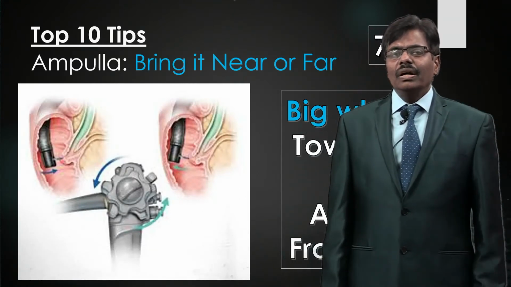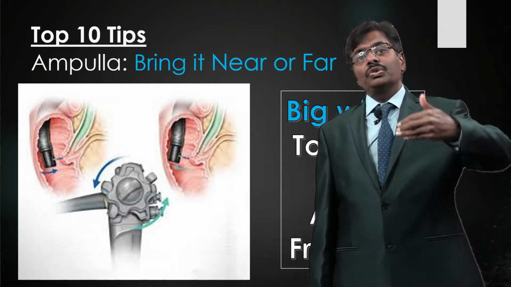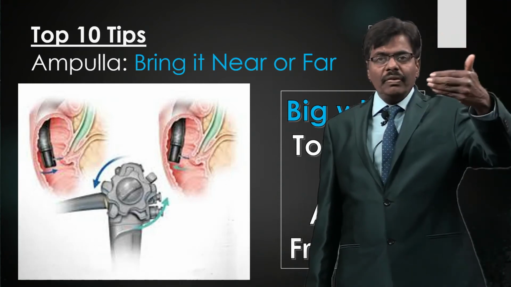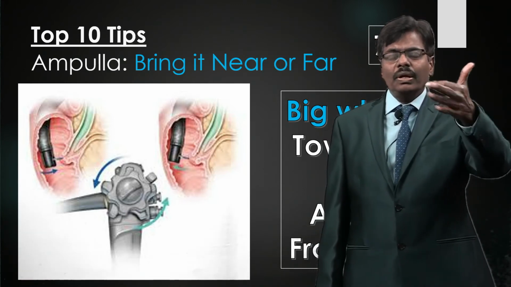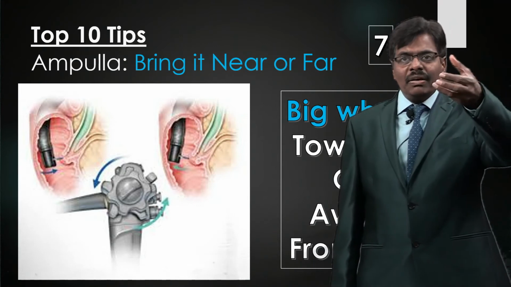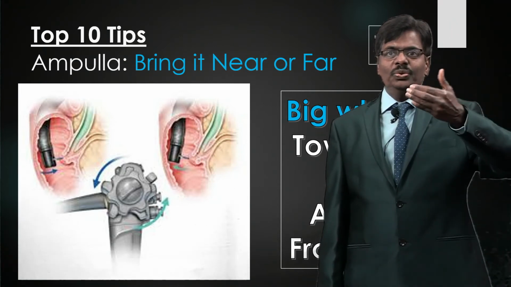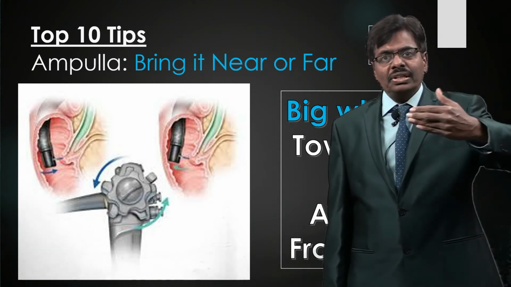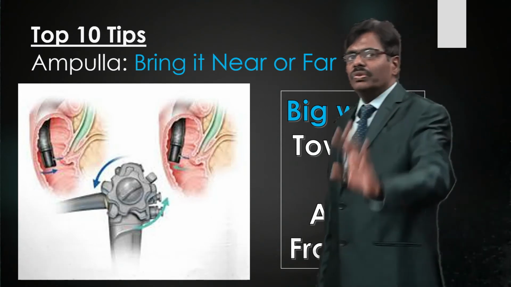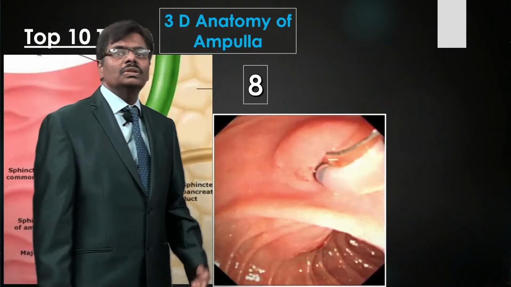Okay, then sometimes you are at the end facing, but the ampulla looks far away from you. How to bring it near? The only way you bring it near is 2 things. One, either you can apply suction or the big wheel. If you take the big wheel towards you, ampulla comes towards you. If you take the big wheel away from you, ampulla recedes away from you. Very simple. So that is one thing. The big wheel comes to the rescue to bring the ampulla towards or away.